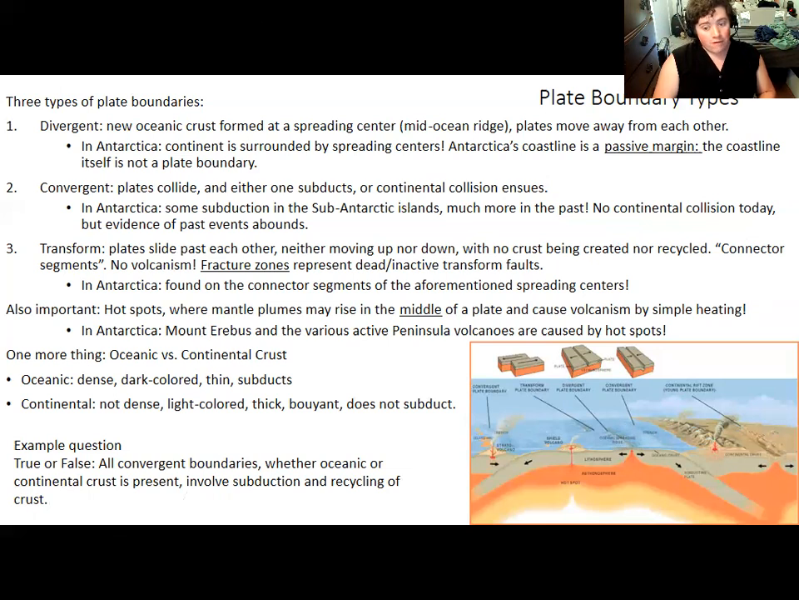And a fracture zone is simply a dead or inactive transform fault that extends far out, like beyond the reach of the spreading center.